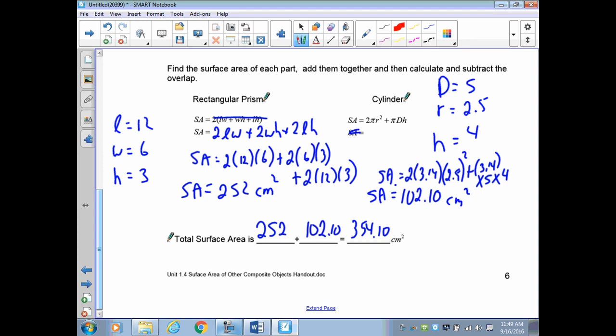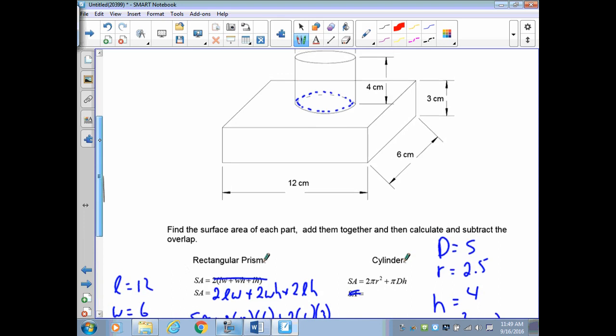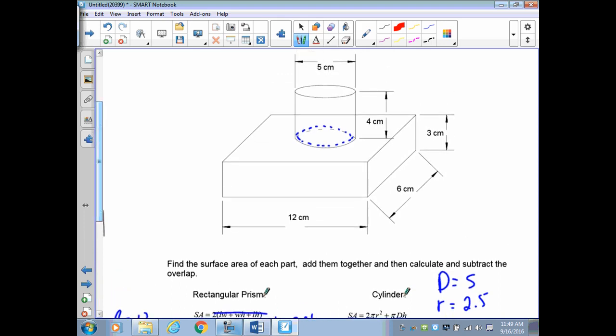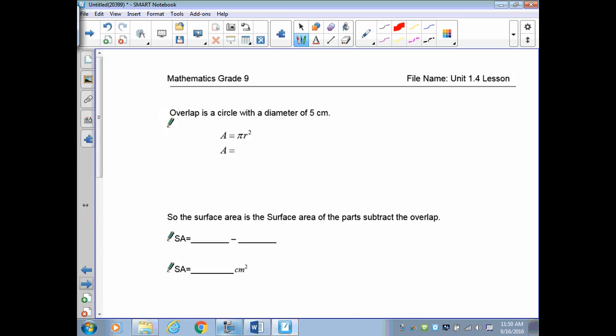So now we have to go back and figure out what the overlap is. Well, the overlap is a circle, all right? And the circle has a diameter of 5. And you remember the formula for circle is pi r squared. So that means I need an r. So my r is going to be half my diameter. So the r I'm going to take with me to my formula is 2.5. So here we go. The area is equal to pi 3.14 times 2.5 squared.